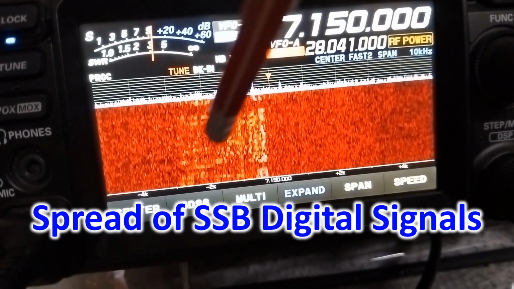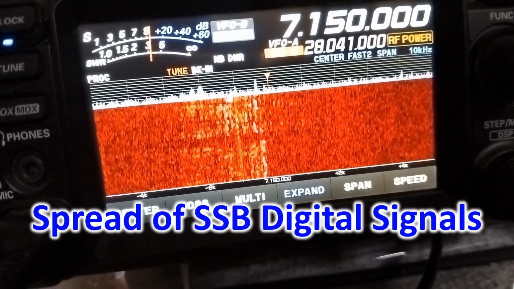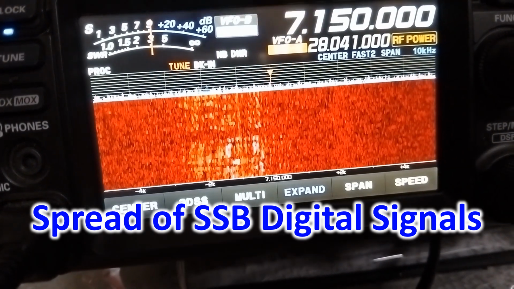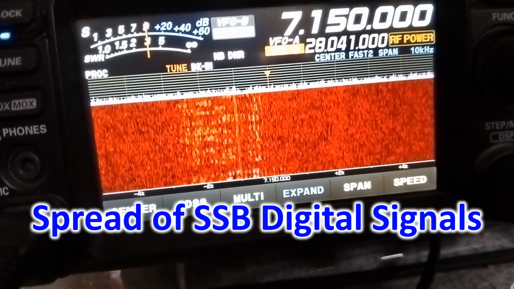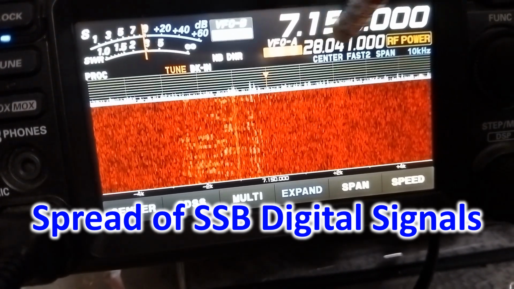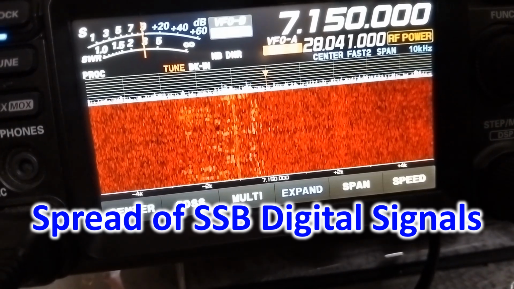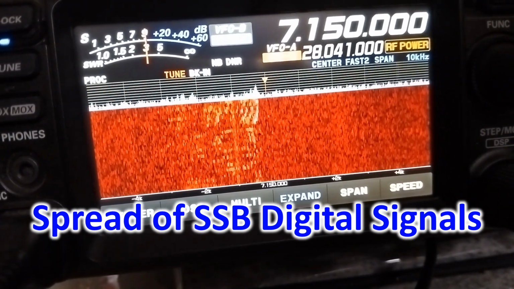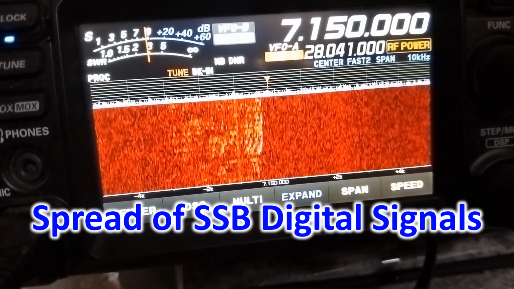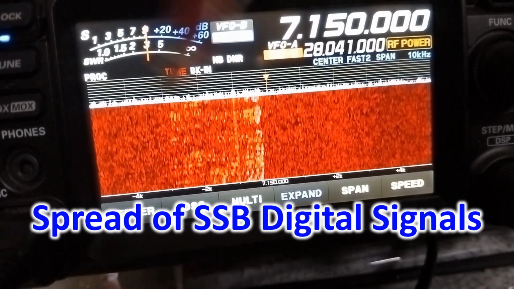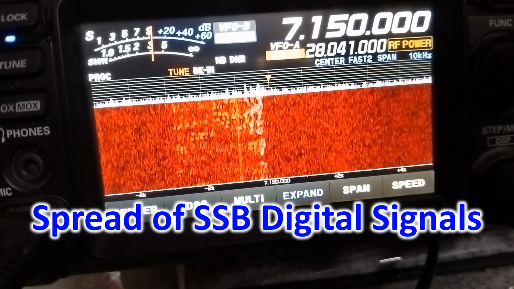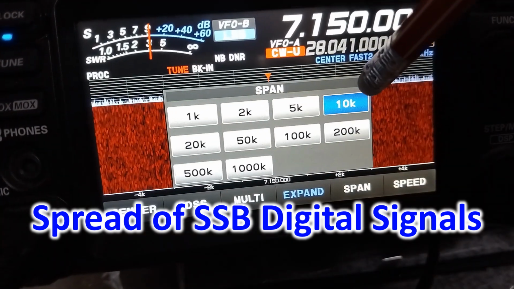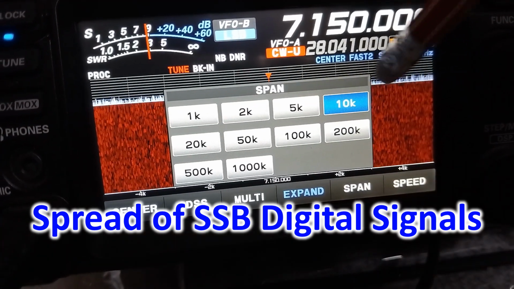Now the full spectrum can be seen here. This is the spectrum of a lower sideband signal on 7.15 megahertz. That's the AirNet India going on there. Spectrum of an SSB signal. I have centered it, and the span is 10 kilohertz.